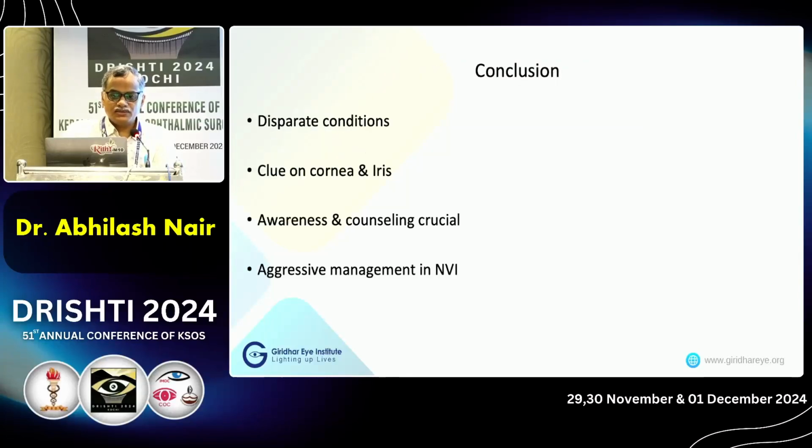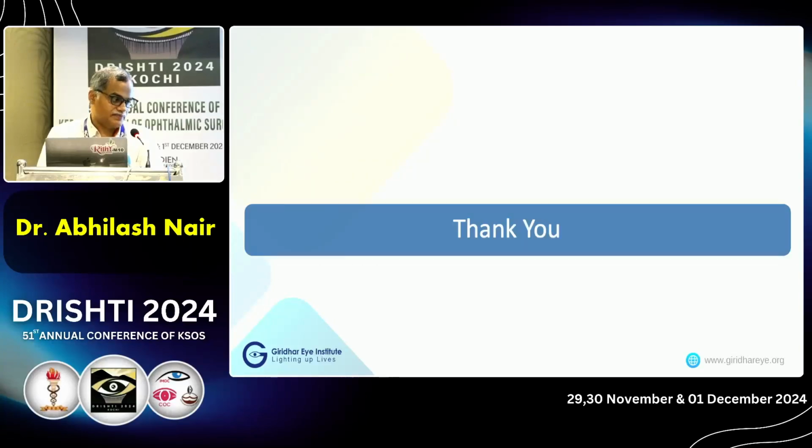So, in conclusion, various conditions have the same features of angle closure, peripheral anterior synechiae, secondary. The clue lies in the cornea and the iris. So be careful. You have to counsel the patient that they may develop glaucoma later on. And in case of NVI, you need to manage it aggressively with your retina consultant. Thank you. Thank you, Abhilash, sir.